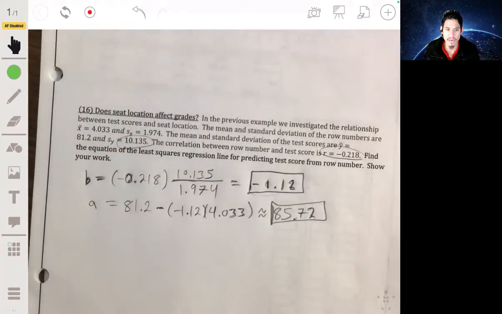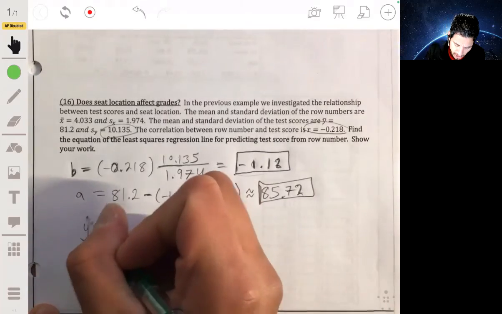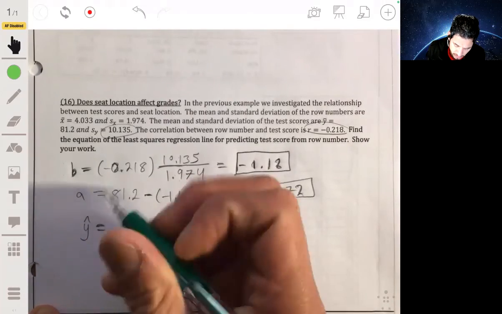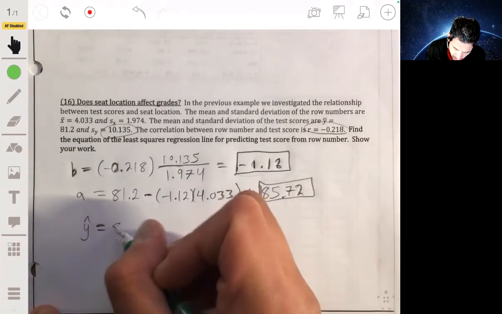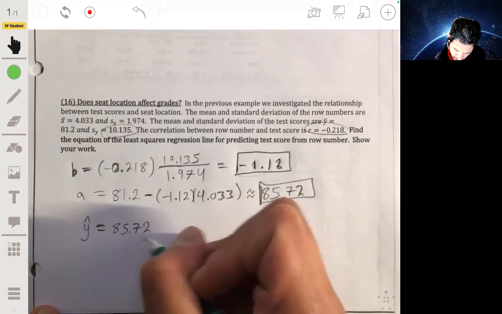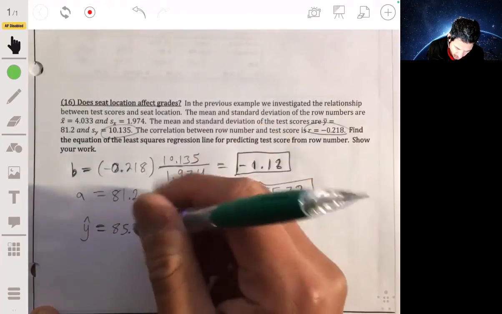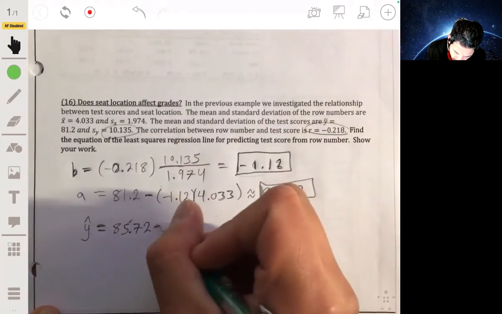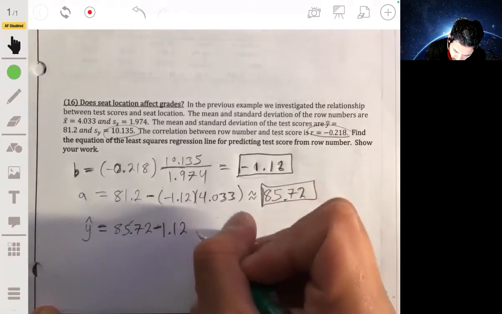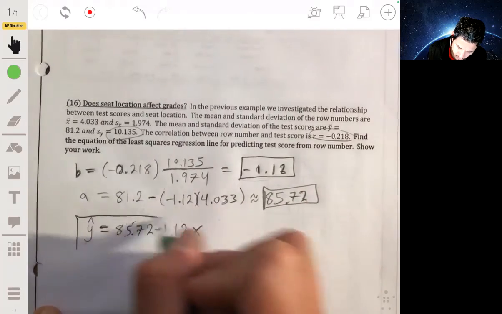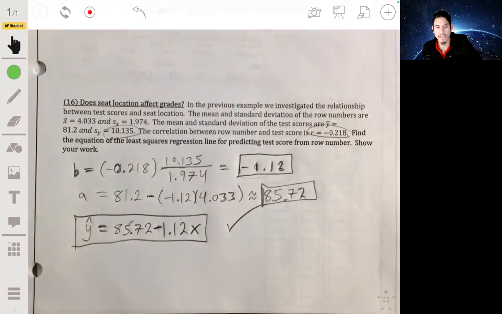Now we just put those together for our least squares regression line. Remember, it's y hat equals a plus bx. So y hat equals 85.72 plus a negative, so we'll just write minus 1.12x. Bang, there you go. That's simple.